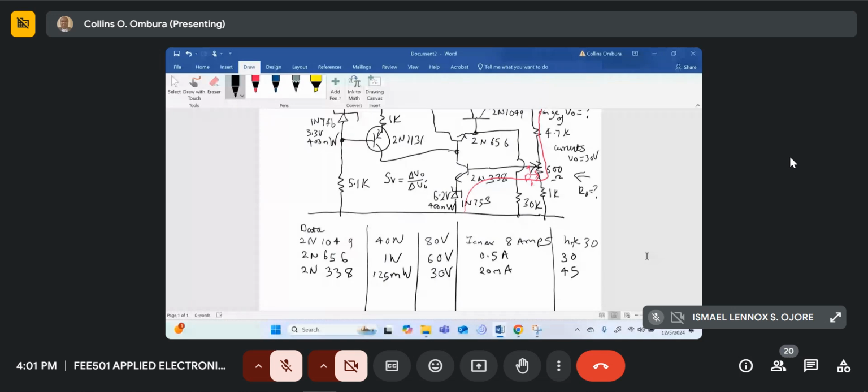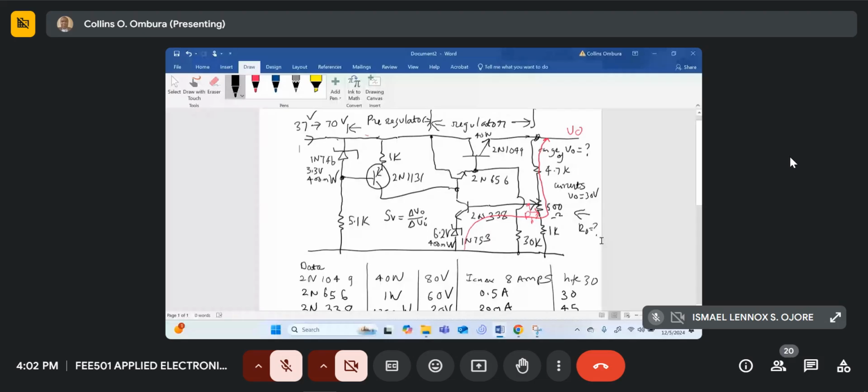So I'll give you a hint on how to obtain the output voltage. Let me give you a hint of how to get the output voltage from this side. So use KVL over this pink path over here.